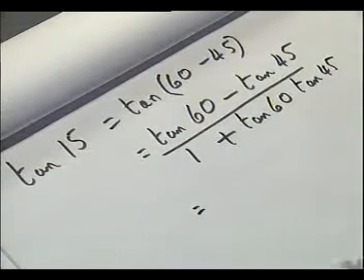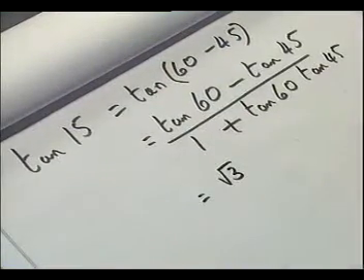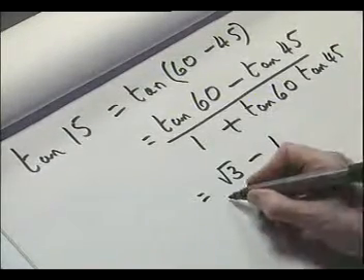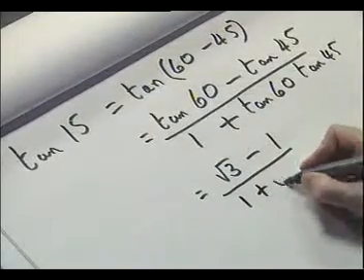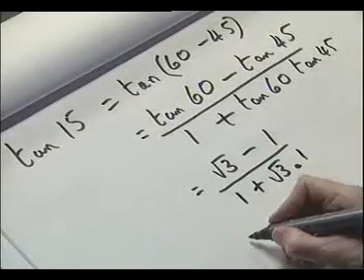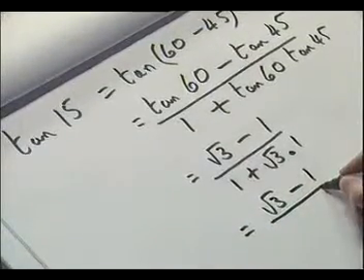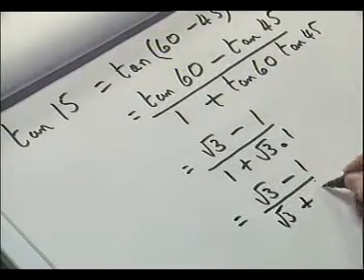So now let's put the numerical values in. Now the tangent of 60 is root 3 and the tangent of 45 is 1, over 1 plus root 3 times by 1. So we'll have root 3 minus 1 over root 3 times by 1 is just root 3 plus 1. Now, that's all right, and it's correct.